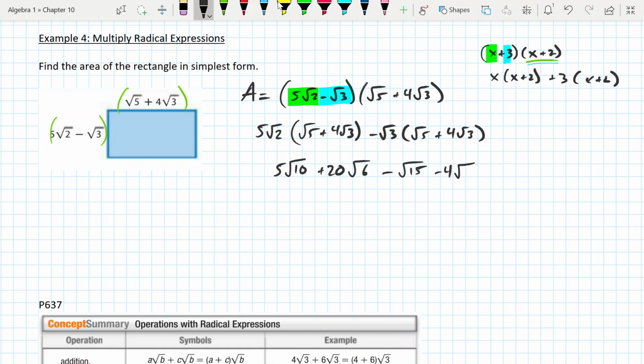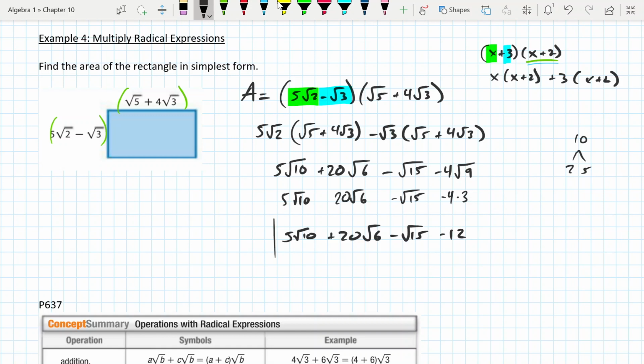3 times 3 is root 9. Ooh, I can take the square root of 9. The square root of 9 is 3 times negative 4. That's going to get me 12. Root 15 I can't split apart, so it's going to stay there. Root 6 I can't split apart, so it's going to stay there. Root 10 just breaks down into 2 and 5, so I can't do anything with that either. So I have 5 roots of 10 plus 20 roots of 6 minus root 15 minus 12.